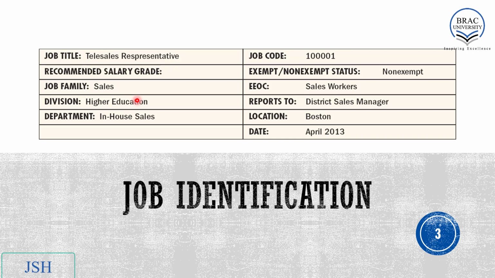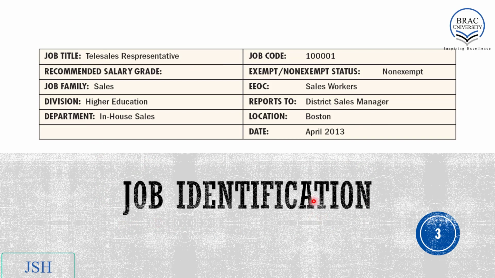Now, besides job title, we also have salary grade, department, and job location. We do not need to understand the remaining portions of this photo because these are applicable to US job market. The only remaining thing that we need to look at here is the reports to section. So this one asks, does the telesales representative need to report to somebody else? Does he or she have a boss? If so, who is that? Okay. Now all of these things together, this section is called job identification.